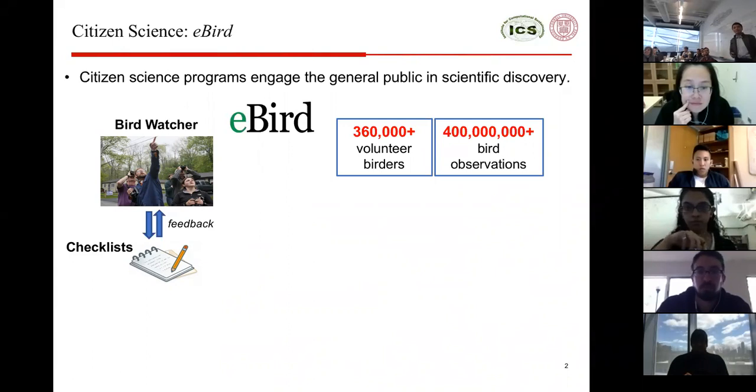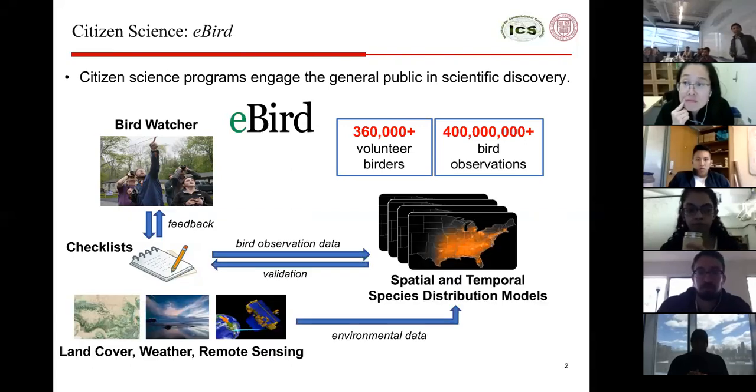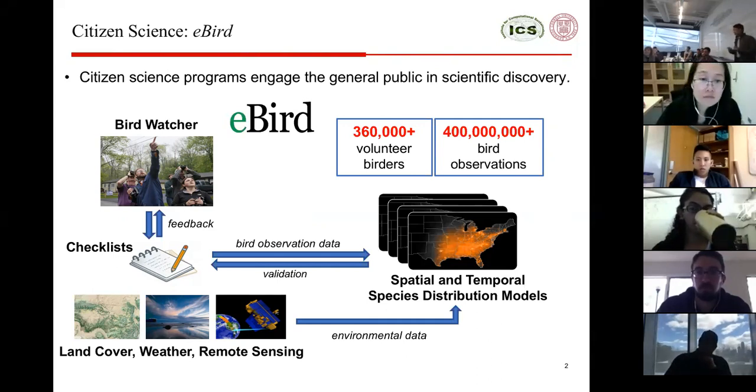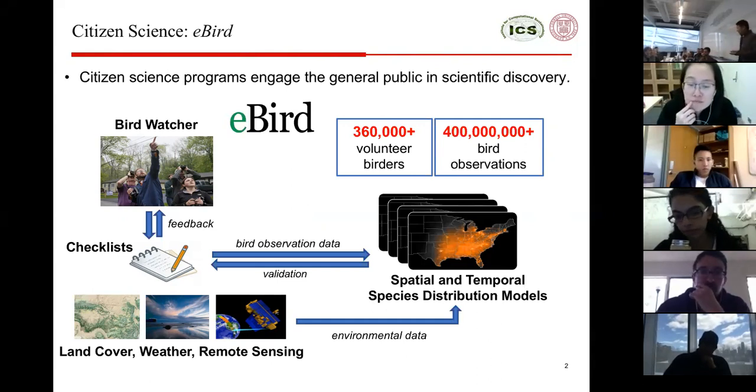As you see the numbers here, we have 360,000 volunteers who volunteered over 400 million observations into this data set. And the statisticians at the Cornell Lab of Ornithology use this gigantic data set coupled with land cover, weather, and remote sensing data. They're able to fit to date the most comprehensive and detailed species distribution models for hundreds of species across the North American continent, as well as all over the world.